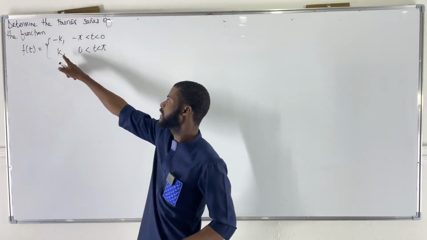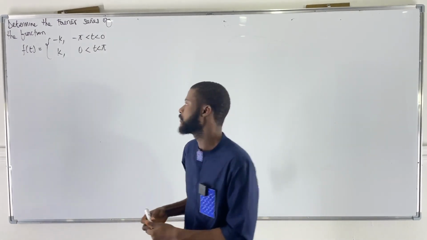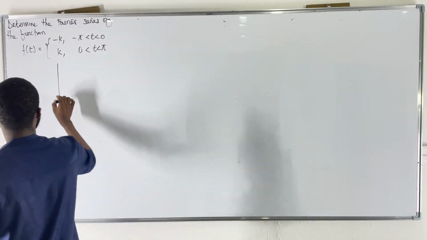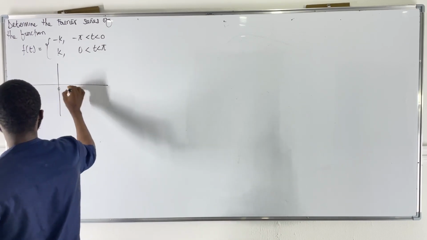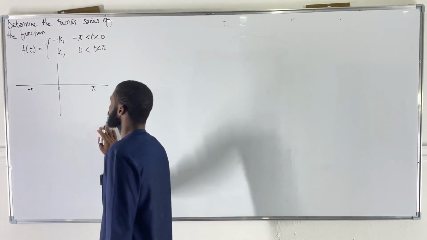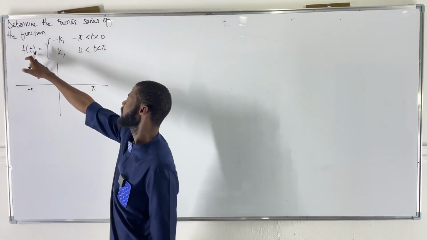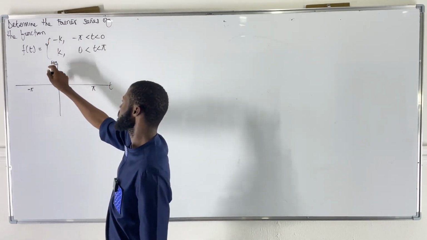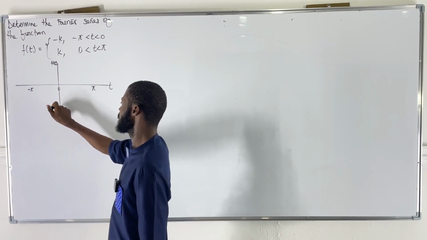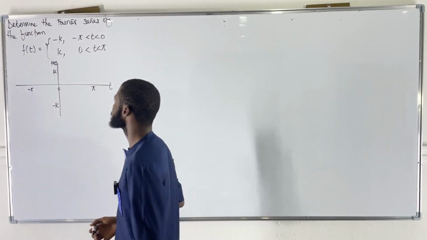Even though this k is a constant, they didn't really give us a value. So I'm going to put my line here, and this should be minus pi, this should be 0, and this should be pi. Now, because I said f of t is k, this is the t-axis, and this is the f of t-axis. So let me put my minus k here, and my k here.